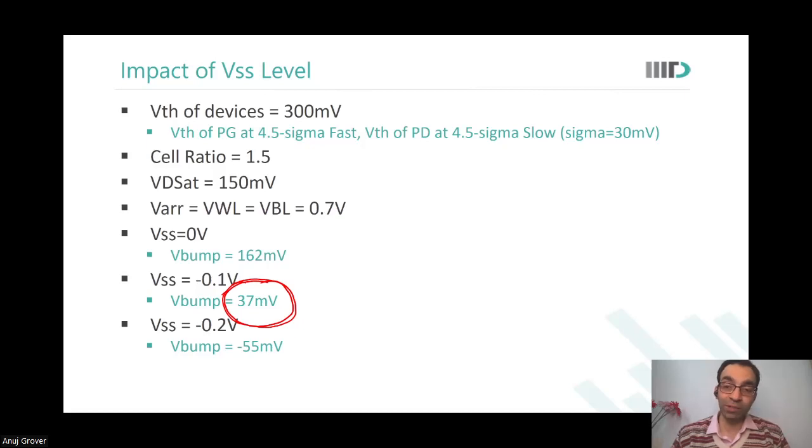Oh, so you think I will reduce voltage of operation for reducing bump voltage in a memory cell? Sir, to increase VDS. I want to make my pull down strong, increase VDS. Why do we do voltage scaling? You remember we talked about dynamic voltage and frequency scaling. Why do we do that?